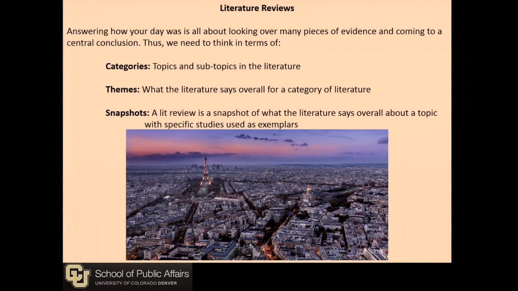X, Y, and Z. But also in terms of snapshots, because a literature review is much like this picture of Paris, which I wish I had taken. I was actually on Tour Montparnasse. That's Montparnasse Tower, and my picture didn't come out that great. But this is really what a literature review is about.